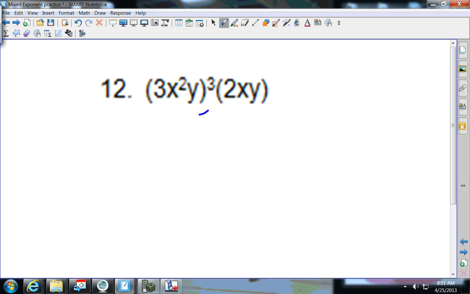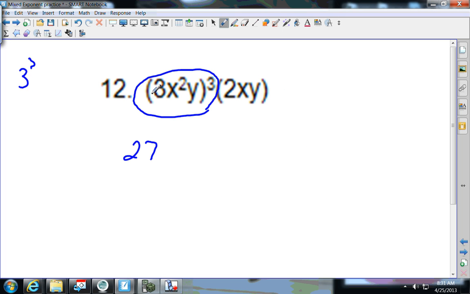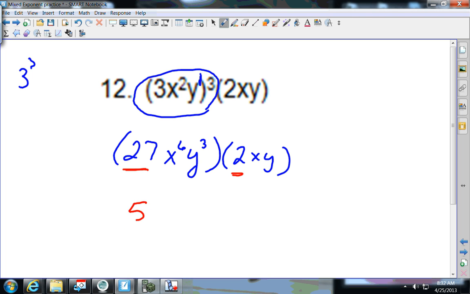On this one again, first parentheses, 3 to the third power. We already found it to be 27. Is this the same problem? Kind of close. All right. x to the third power, or x squared to the third power. 2 times 3 is 6. x to the 6. y to the 1. 1 times 3 is 3. Times 2xy. 27 times 2, 54.